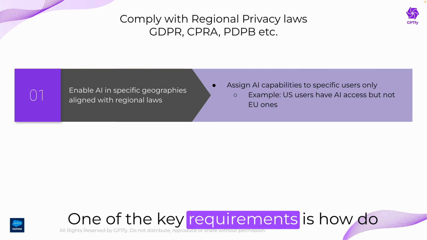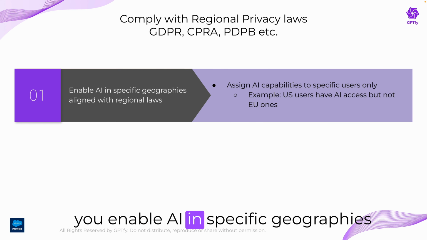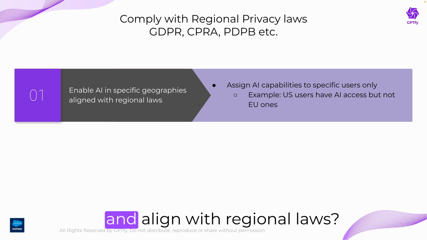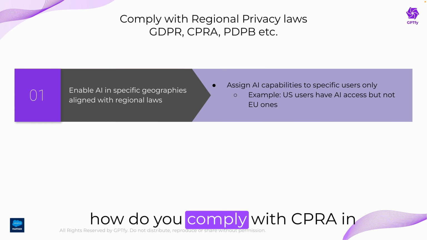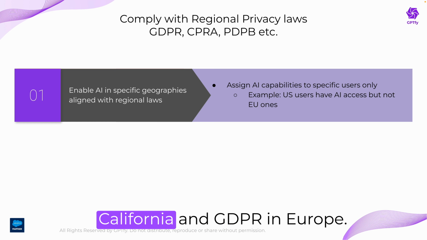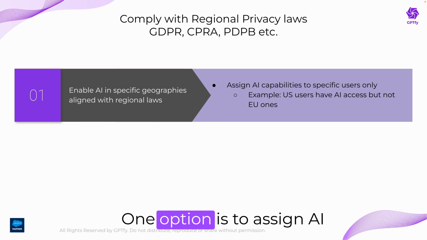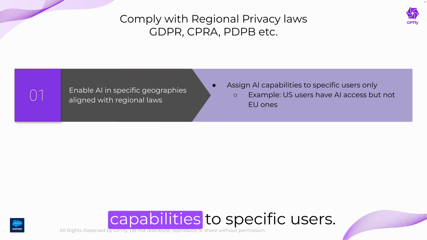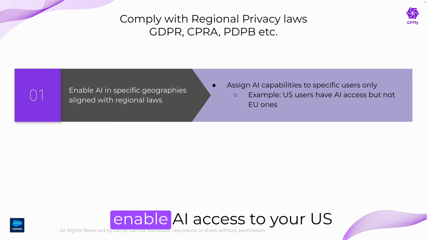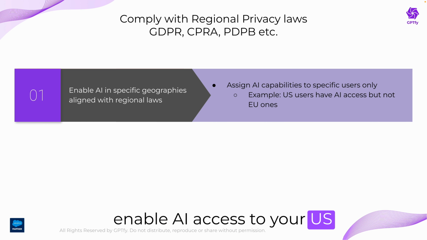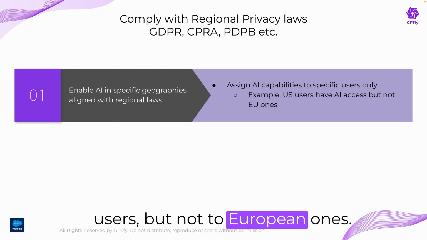One of the key requirements is how do you enable AI in specific geographies and align with regional laws? If you have a global Salesforce org, how do you comply with CPRA in California and GDPR in Europe? One option is to assign AI capabilities to specific users. For example, you may selectively enable AI access to your US users, but not to European ones.